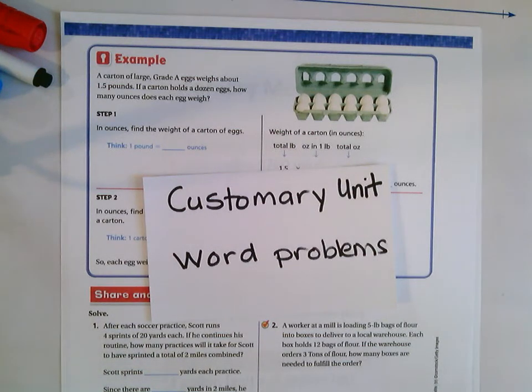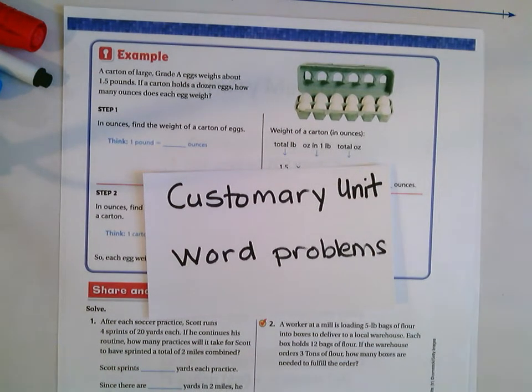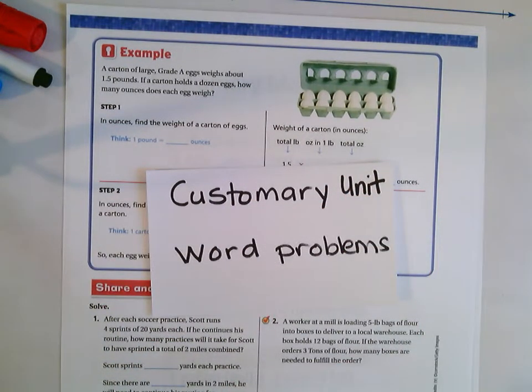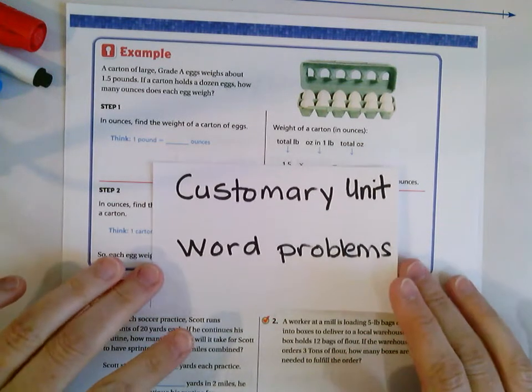All right, today we're going to be working on some word problems that are dealing with our customary units. So we'll be using all the different units of customary measure that we've been talking about. We're going to be doing units of length, units of weight, and units of capacity. All right, so let's take a look at some of these problems.